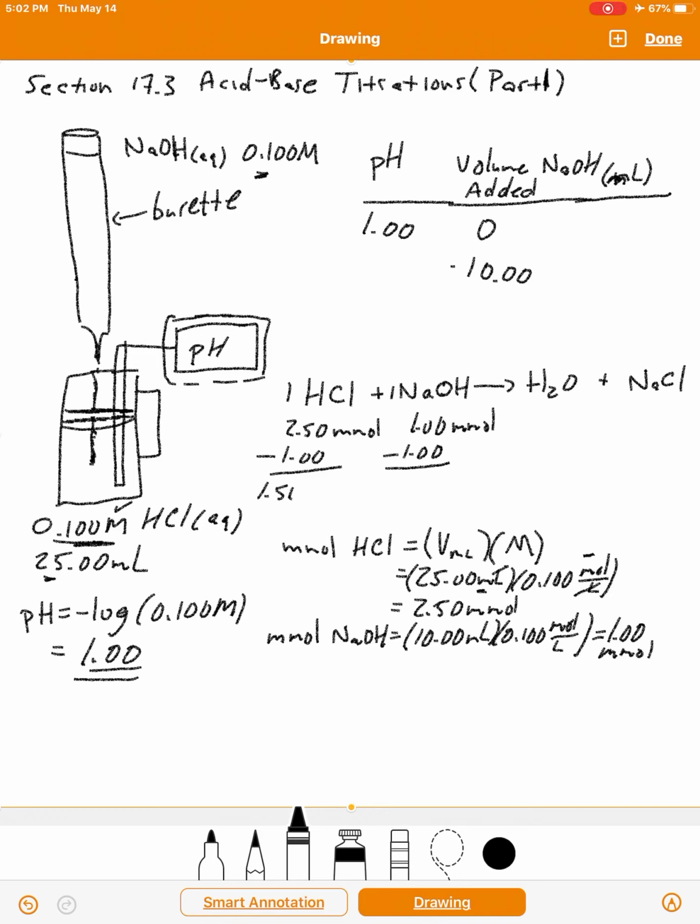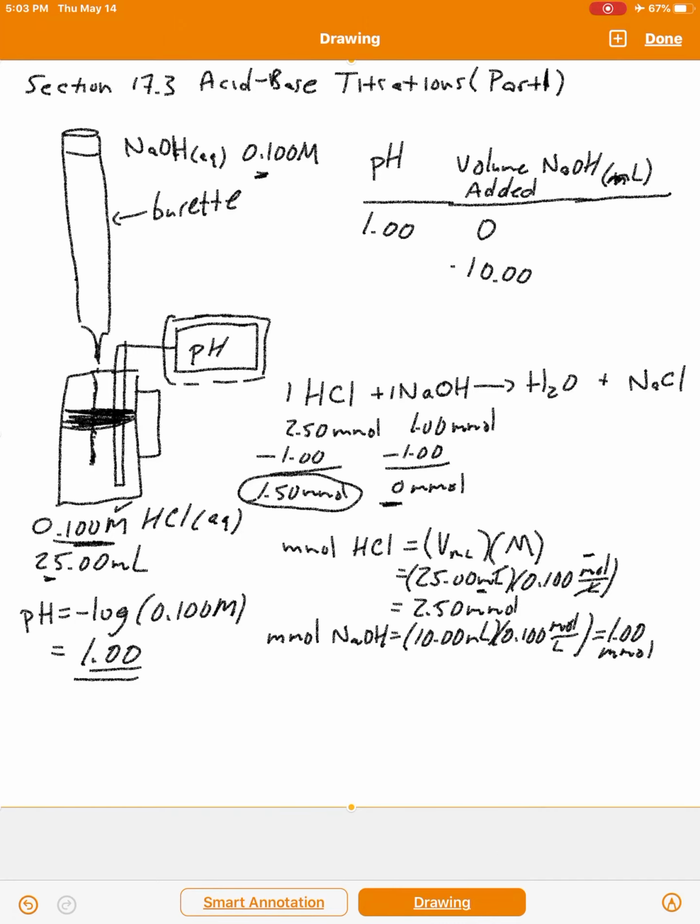So this becomes 1.5 millimoles, and this becomes 0 millimoles. So this is all gone, right? There's no sodium hydroxide at the end of this reaction, at the end of adding 10 ml. But there is still HCl left over, 1.5 millimole. Now remember, HCl is a strong acid, right? So we can calculate the pH of a strong acid just by knowing its concentration.